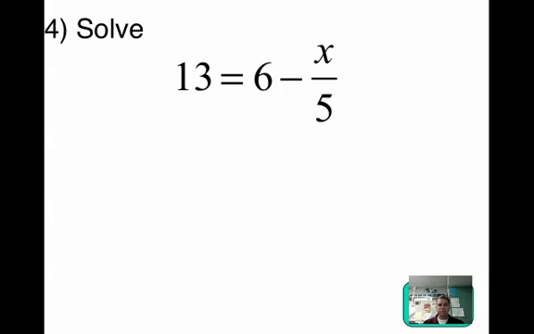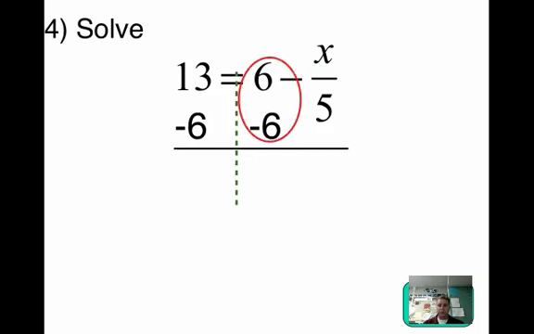Number 4. If you want to try this one, but again, this is kind of similar to the last one. So they've got a positive 6 with the x, and then they're minusing and dividing by 5. So a little confusing there. Look in front of the 6. It's a positive, so we need to subtract 6 from both sides.